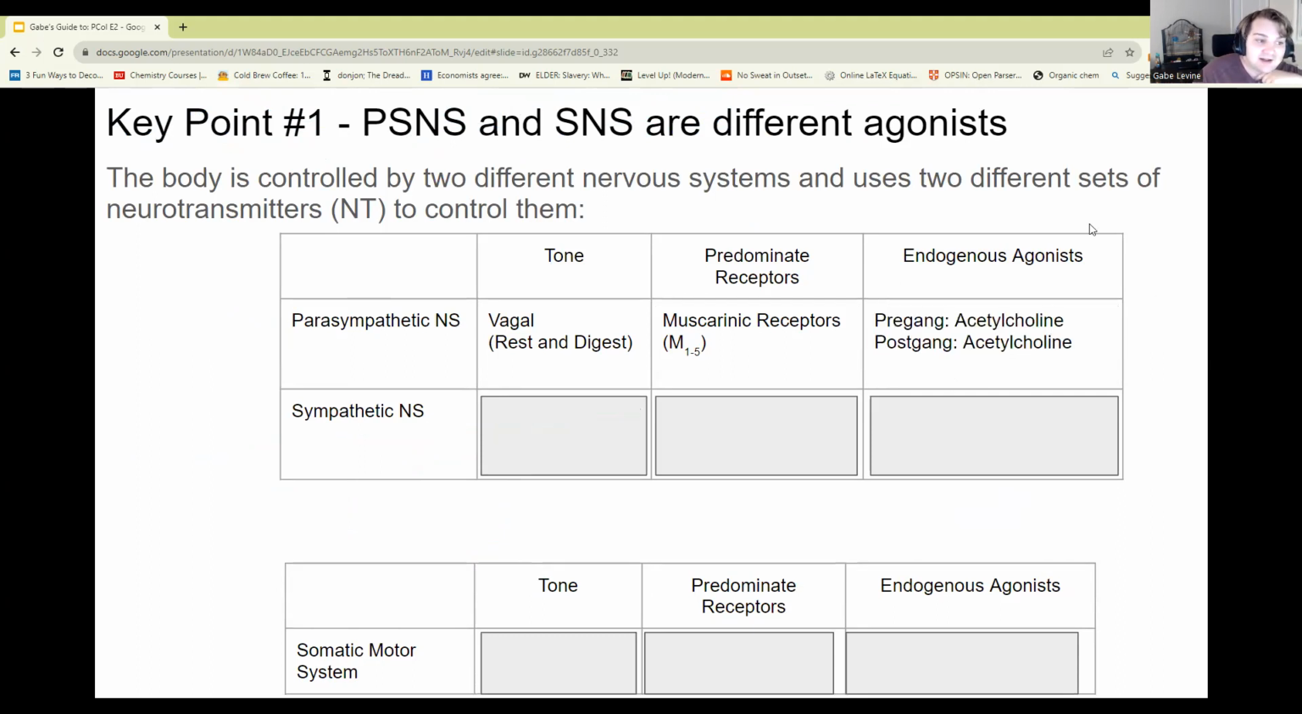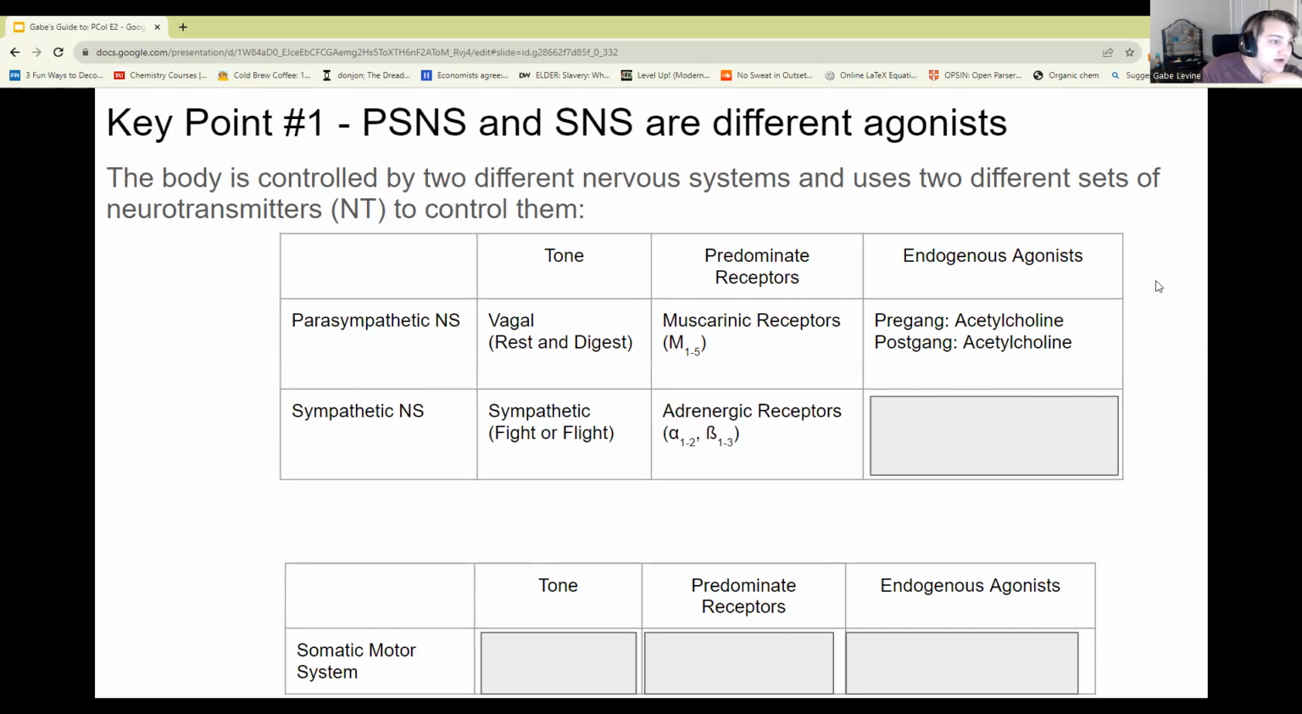What we're going to have is preganglionically, we're going to have acetylcholine, and postganglionically, we're going to have acetylcholine. What this means is that the endogenous chemical that is going to be controlling muscarinic receptors is acetylcholine. So the drugs that we are going to be using should in some way mimic acetylcholine. Conversely, when we think about the sympathetic nervous system, we're talking about the alpha and beta receptors, and they're going to be using acetylcholine preganglionically, and then epi and norepi postganglionically.